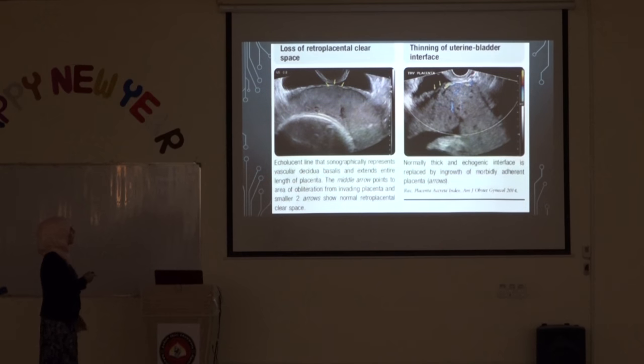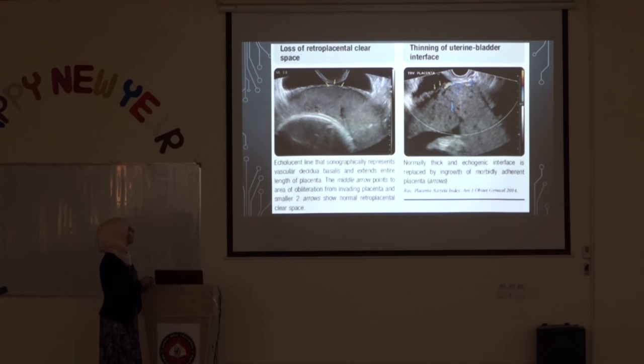Okay, this is the first sign. Here's the ultrasound. This is the placenta, and this is the decidua layer. This is a radiolucent line. The decidua is the normal layer which separates the placenta from the myometrium. So this is the dark line. Here the line is absent. There is no more dark line. So the first sign is the absence of the decidua layer. The second sign is what?